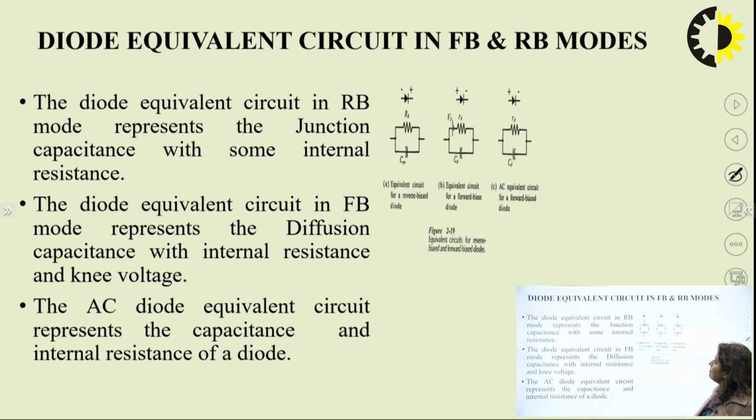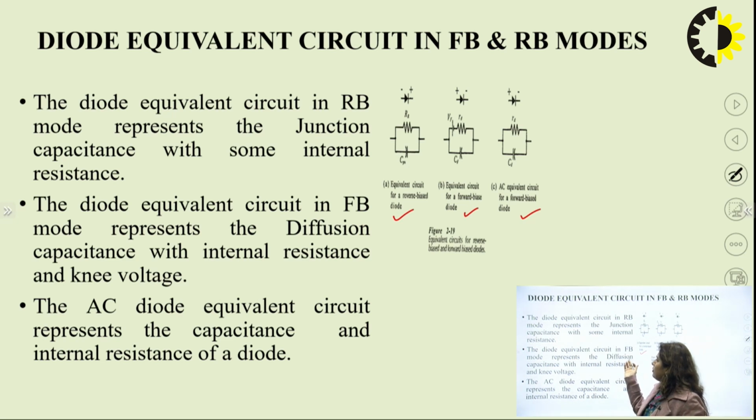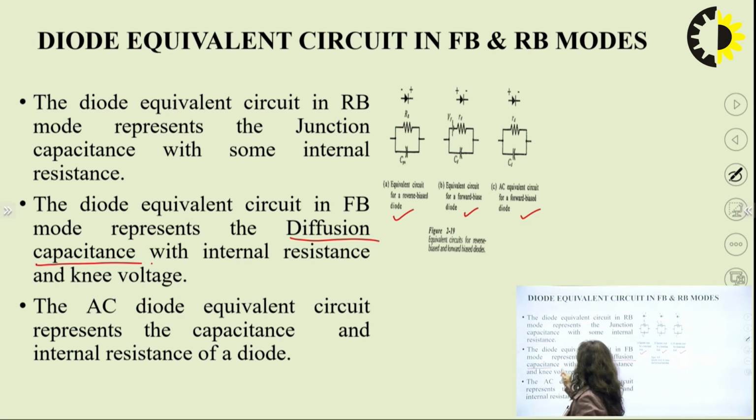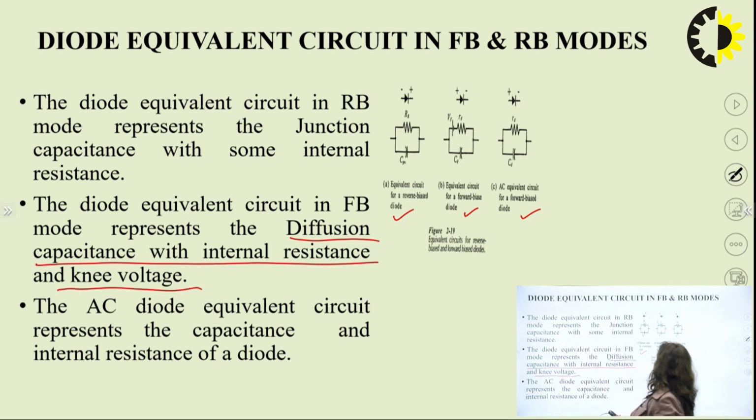Next we have the diode equivalent circuit in reverse bias mode, which represents the junction capacitance with some internal resistances. There are three circuits shown on the right side. The first is the equivalent circuit for a reverse biased diode. The second is the equivalent circuit for a forward biased diode, and the last is the AC equivalent circuit for a forward biased diode. The forward biased equivalent circuit represents the diffusion capacitance with internal resistances and knee voltages, which is the middle one.